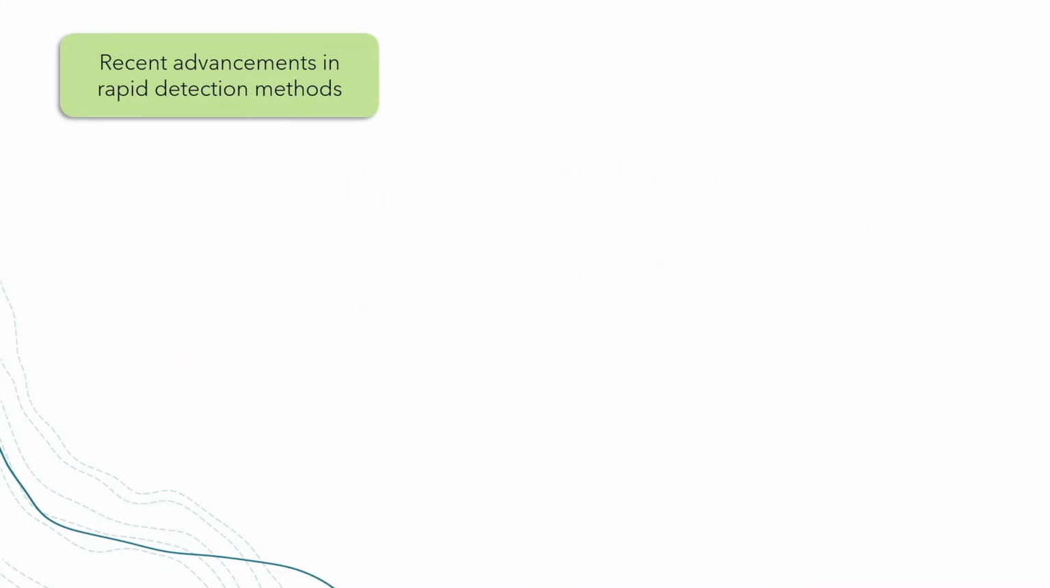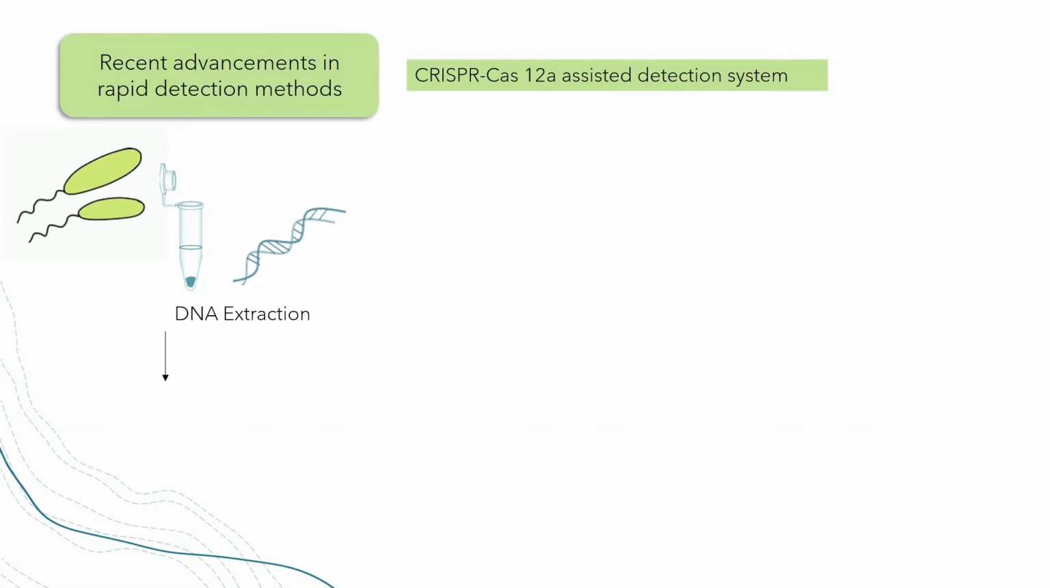Last but not least, CRISPR-Cas systems have also been studied to be applied in the rapid detection of Vibrio species. In this example, the DNA is extracted from a sample, and a polymerase chain reaction is done in the presence of CRISPR reagent, followed by centrifugation.